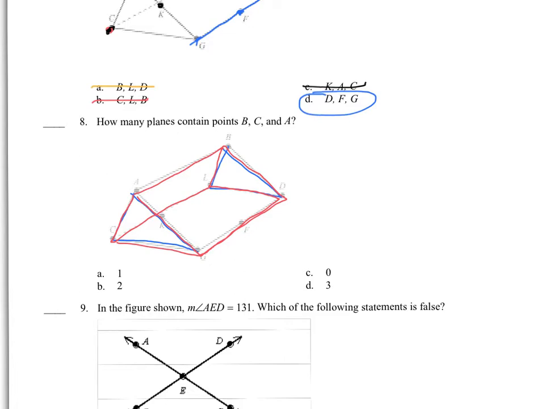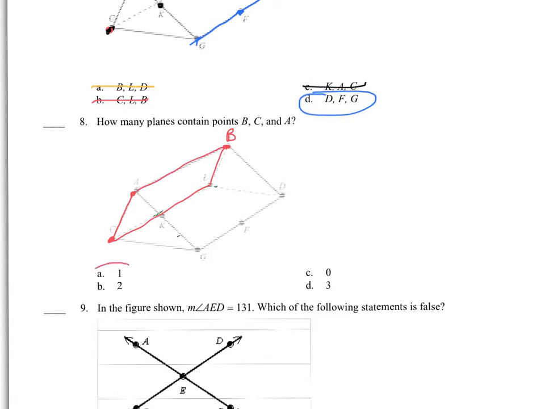No, this is not asking for faces. This one asks us how many planes contain, so ignore all of that. That will come up later. How many planes contain points BCA? Well, there's B, C is here, and A is here. How many planes contain those 3 points? Well, those are all coplanar. They are all included on one plane. So that's my answer.